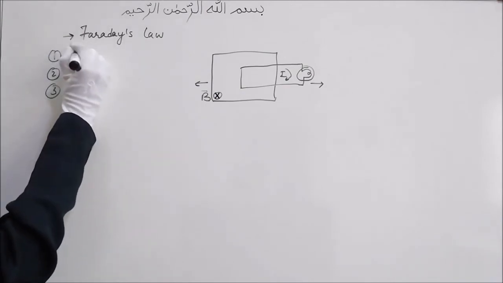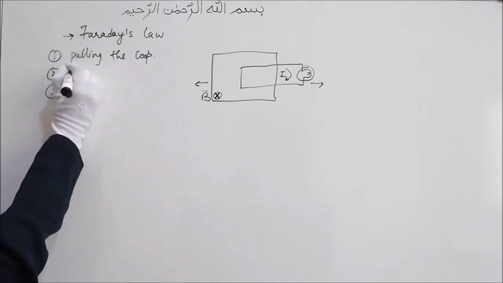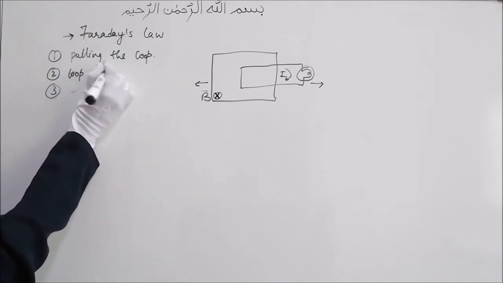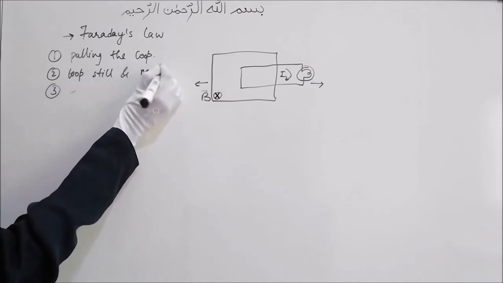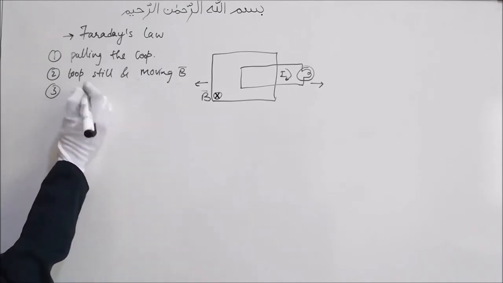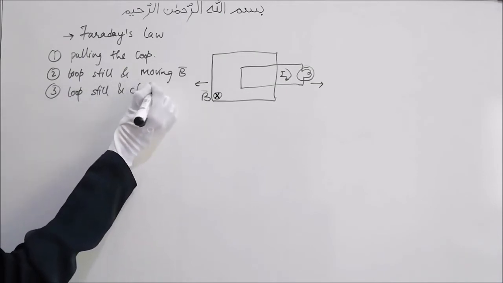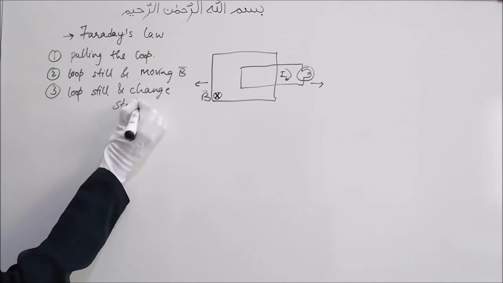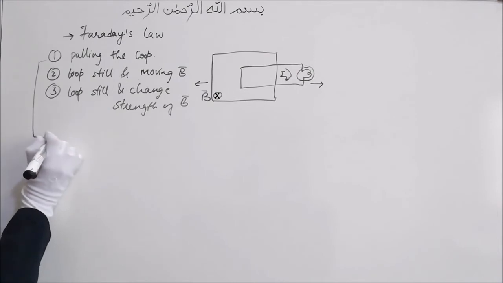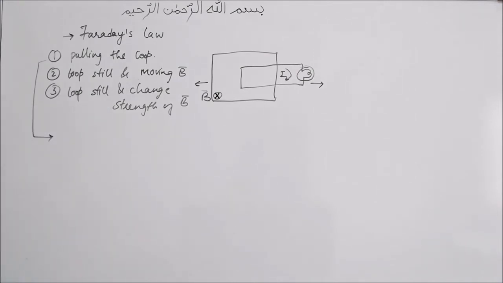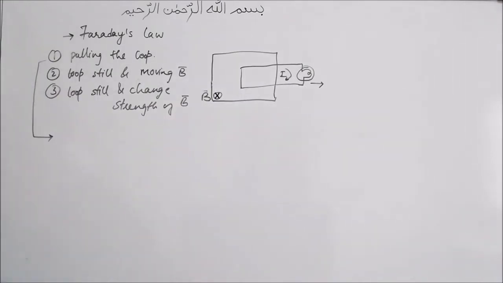Now this first case was pulling the loop, the second case was when the loop was stationary and we moved the magnetic field, and the third case is when we keep the loop still and we change the strength of the magnetic field. So this first case, which is pulling the loop, will be like this. We are just pulling the loop and the current I will be induced.